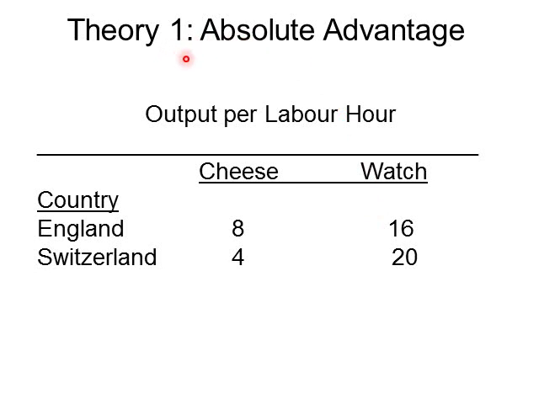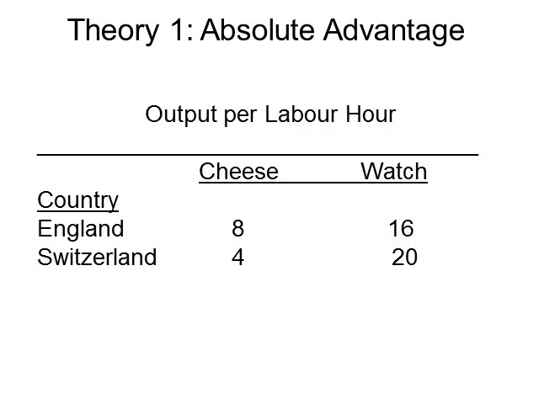Now, in this slide, we have this example of two countries, England and Switzerland, and we have two products, cheese and watch. Now, these numbers are the output per labor hour. That means how much the Englishman can produce if they work for 1 hour. So per hour, the Englishman can produce either 8 units of cheese or 16 units of watches. The Swiss can produce 4 units of cheese and 20 units of watches per labor hour.